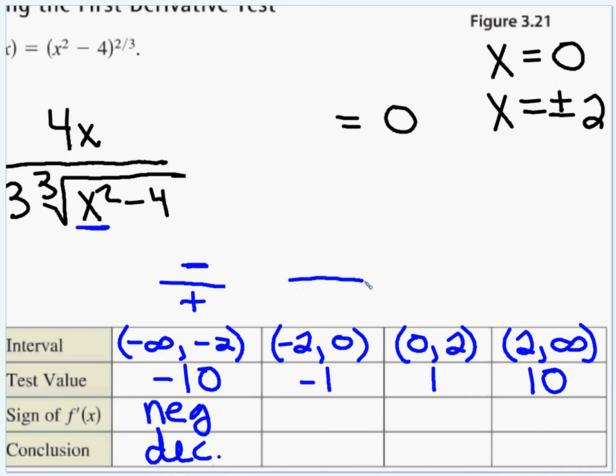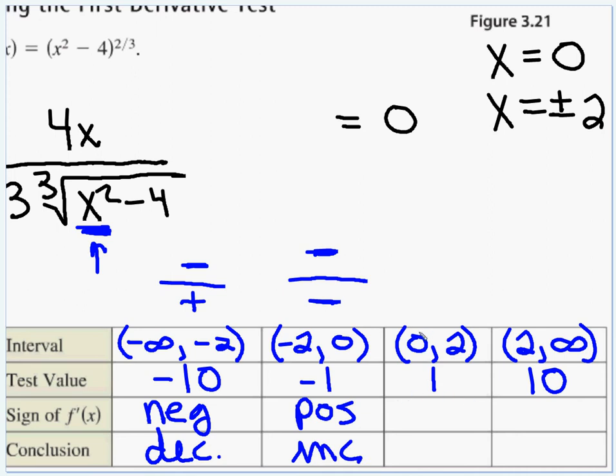Okay, next one, negative 2 to 0, we pick negative 1. Negative 1 times 4 is negative. Under the radical, negative 1 squared is 1, minus 4 is negative under the radical. The third root of a negative is negative. 3 times a negative is still negative. Negative divided by negative is positive. Function increases.